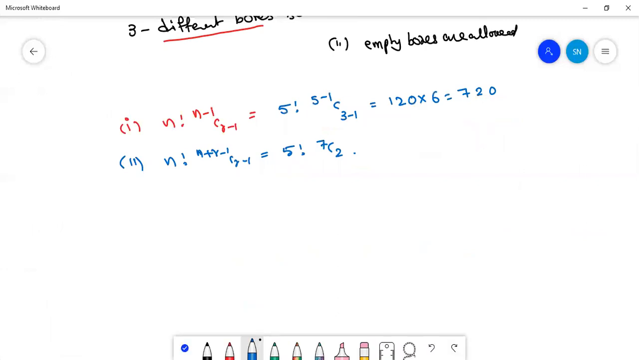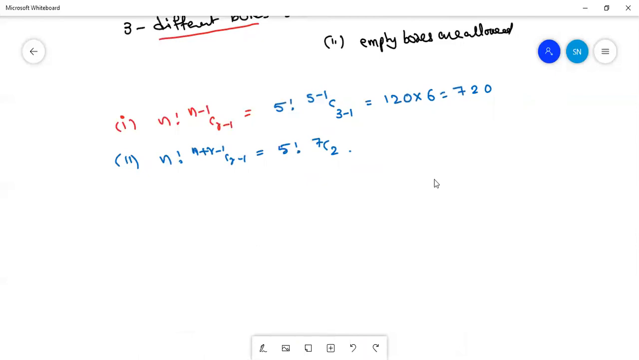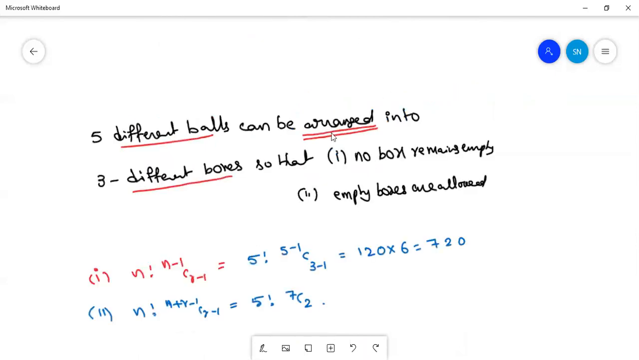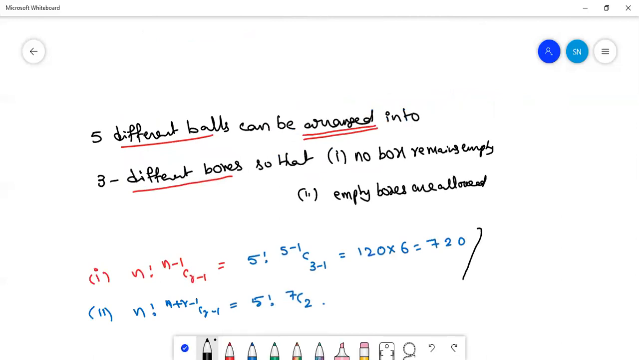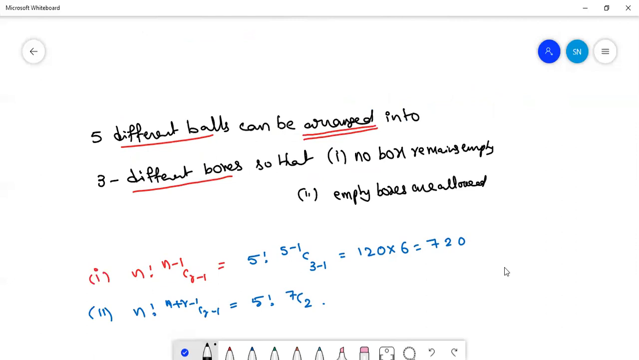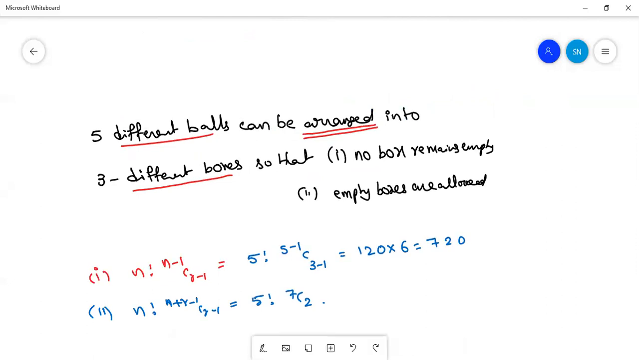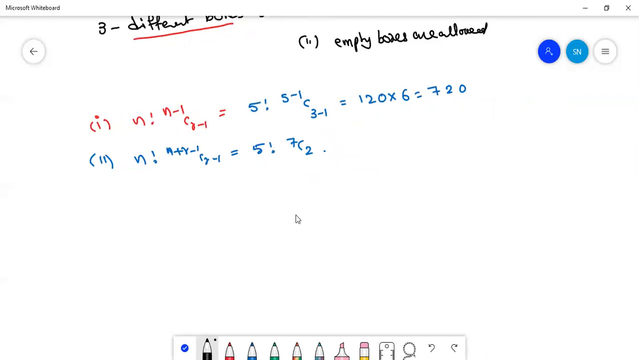As I emphasized previously, and I'm repeating here, the keyword in this question is arrangement. So arrange into 3 different boxes, whereas in the previous cases, it was just distribution. In this case, it is arrangement. So let me calculate the cases individually. How is it coming out as 720?